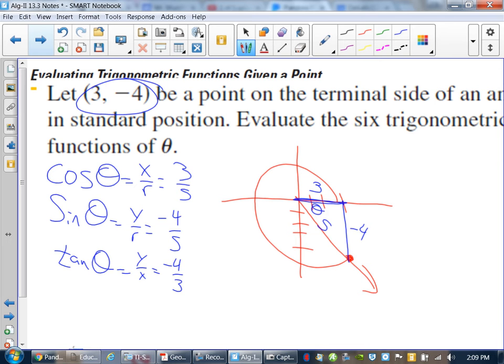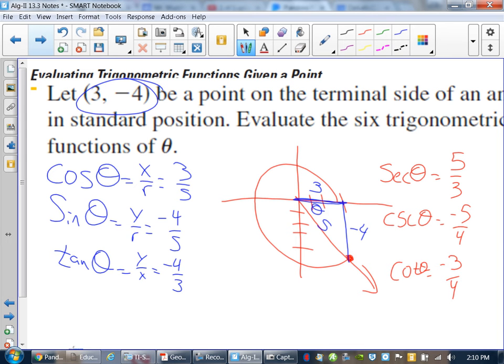What do you do for all the reciprocal functions then? You just flip them. Exactly. All you have to do is just flip them. So the reciprocal of cosine is secant. The reciprocal of sine is cosecant. The reciprocal of tangent is cotangent. So the secant becomes 5/3. The cosecant is negative 5/4. Does it matter where the negative goes in fractions? And then the cotangent is, what's that, negative 3/4.